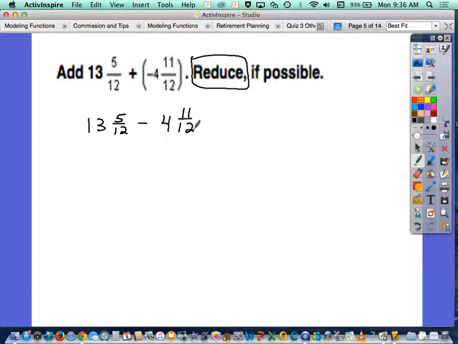In the whole number world, can you take 5 minus 11? No, it's impossible. So what are we going to have to do? Borrow, rename, regroup, whatever you want to call that. To do that, you make the whole number 1 less. Does anybody know what to do next?